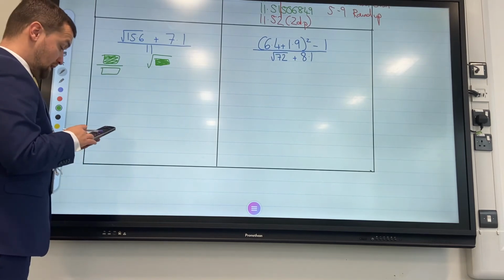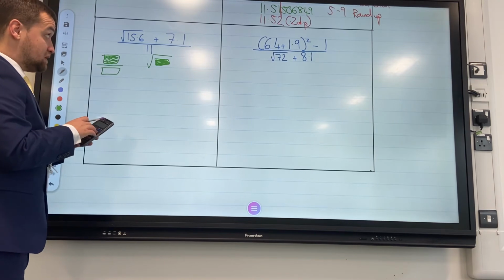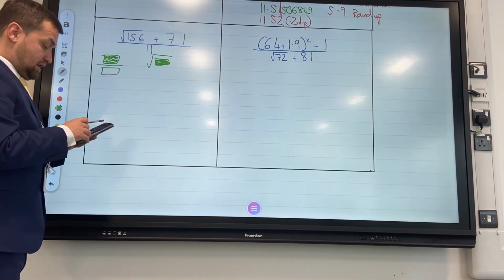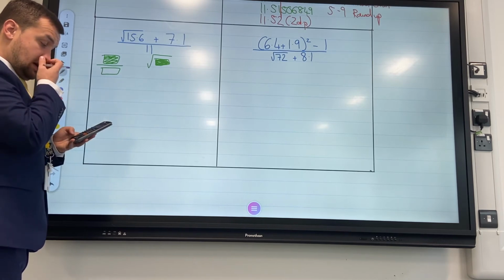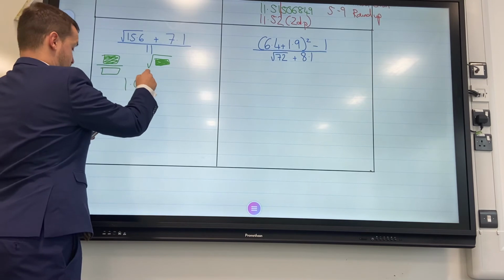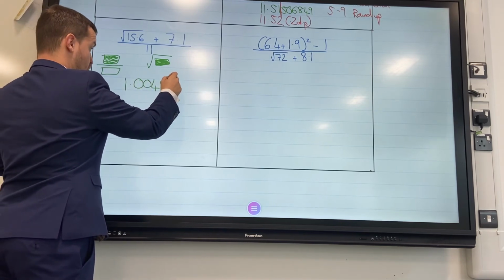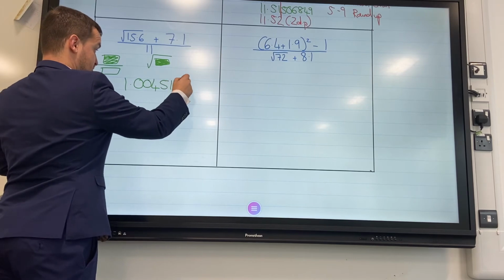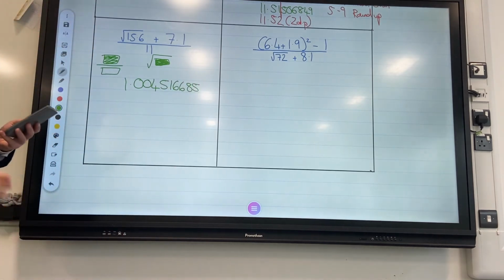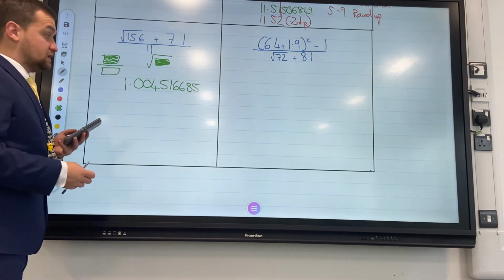Okay, plus 7.1. We then need to get to the bottom of the fraction, the denominator, so we press the down arrow, and then you're going to press 11. And your answer should come out as 1.004516685. We're going to round this to 4 significant figures.